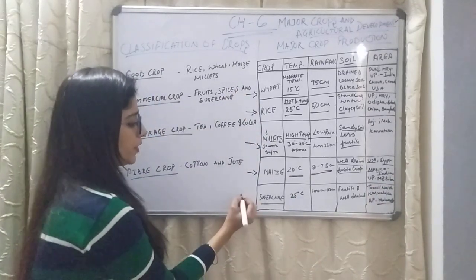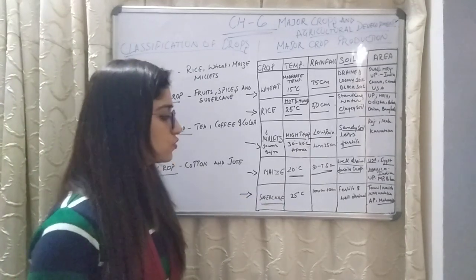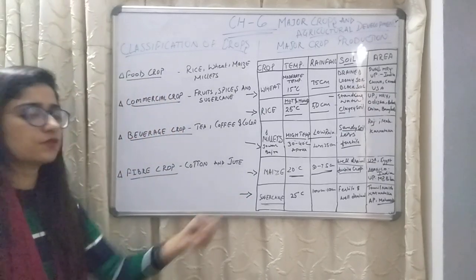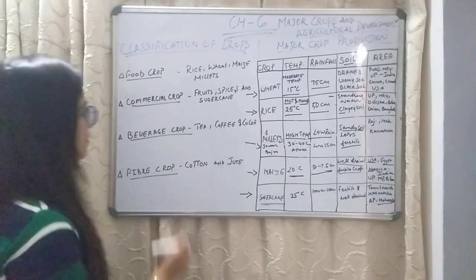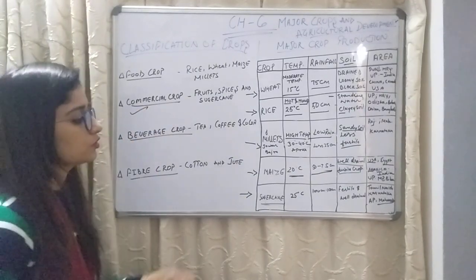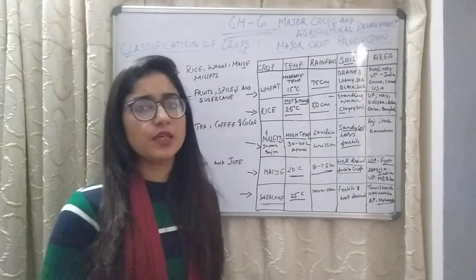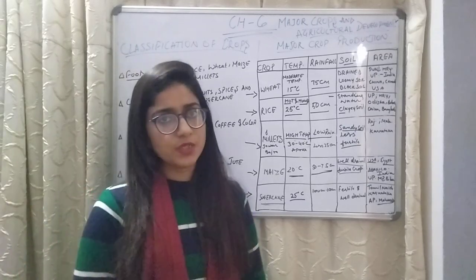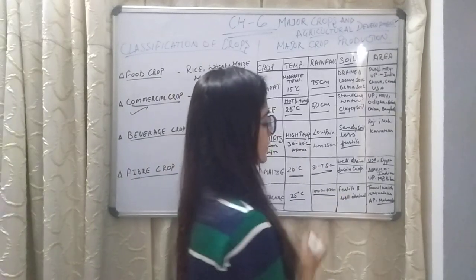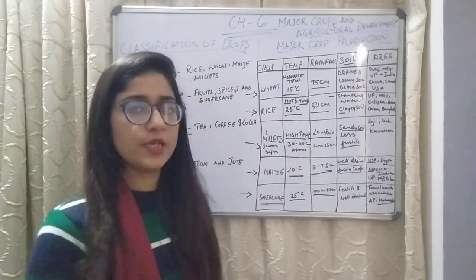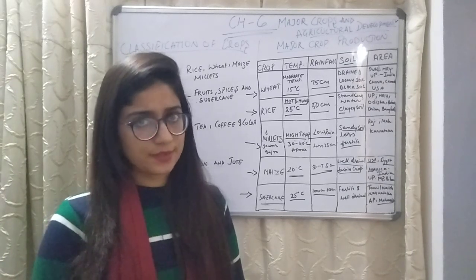Now coming to the last one, sugarcane. We know that sugarcane is very helpful. It forms sugar, and it comes under commercial crops. Here we need a temperature of 25 degrees Celsius. Rainfall should be 100 centimeters to 150 centimeters.